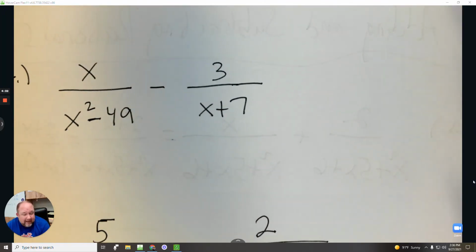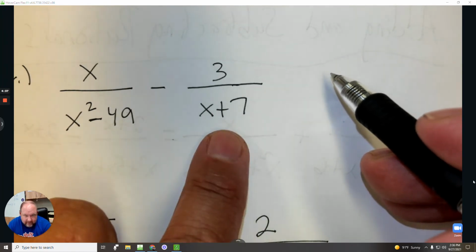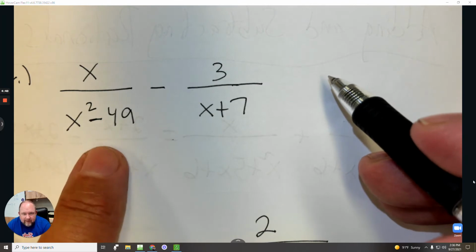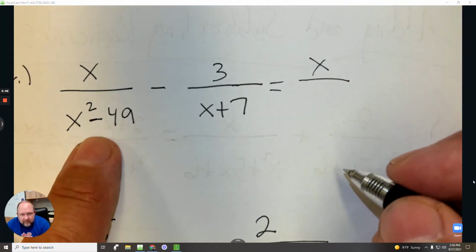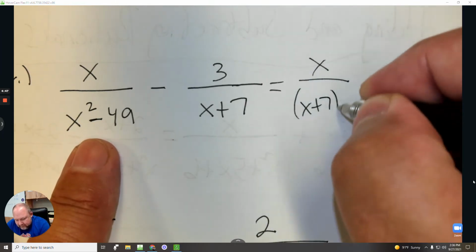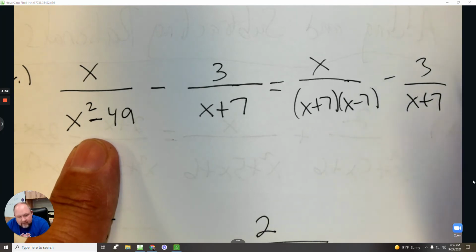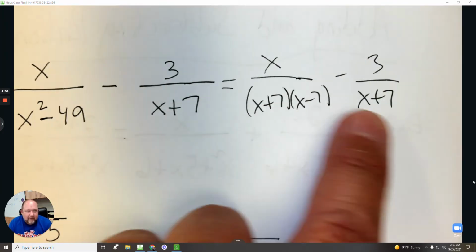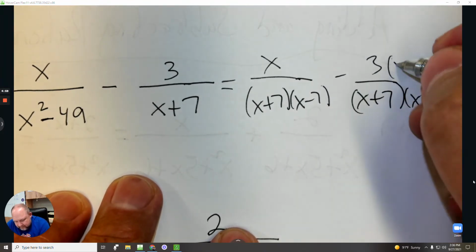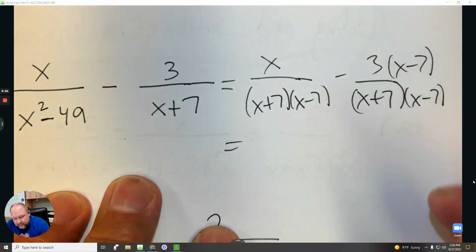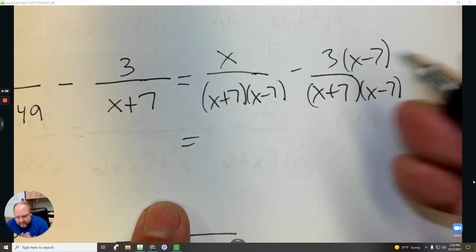Here's an example of subtracting. If I'm going to subtract fractions, the denominators need to be the same. They're not the same. So step 1 is, can you factor it to begin with? So one denominator can be factored. This is called a difference of squares. X plus 7, x minus 7. And then I need to make the denominators the same. So I'm going to multiply top and bottom by x minus 7. Now the denominators are the same.